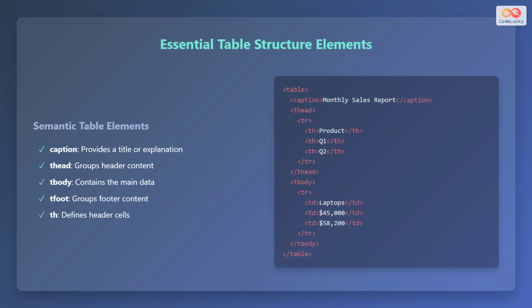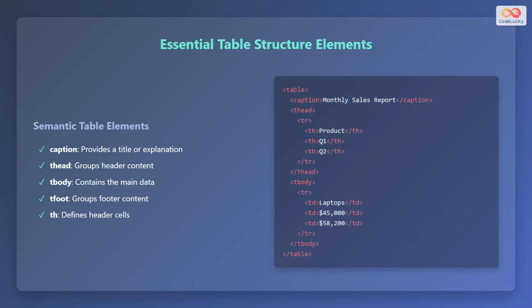To create accessible tables, it's important to use semantic table elements. These include the caption element, which provides a title or explanation for the table. The thead element, used to group header content. The tbody element, which contains the main data of the table. The tfoot element, used to group footer content, and the th element, which defines header cells.